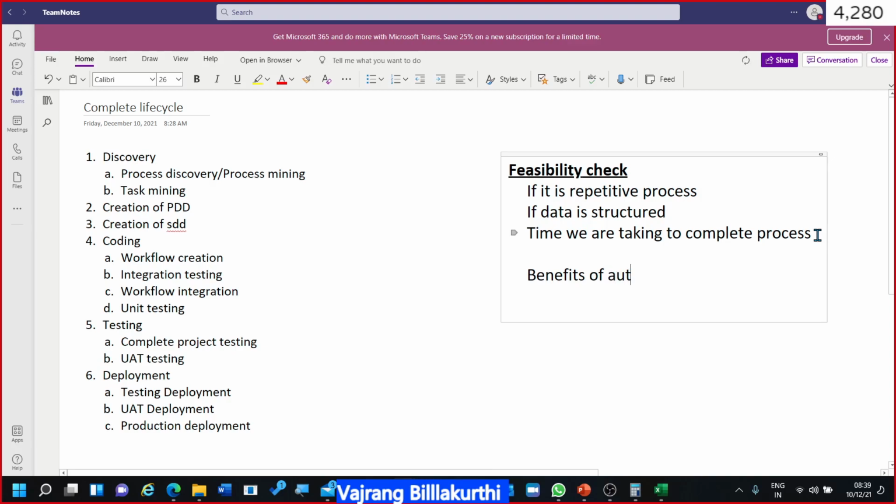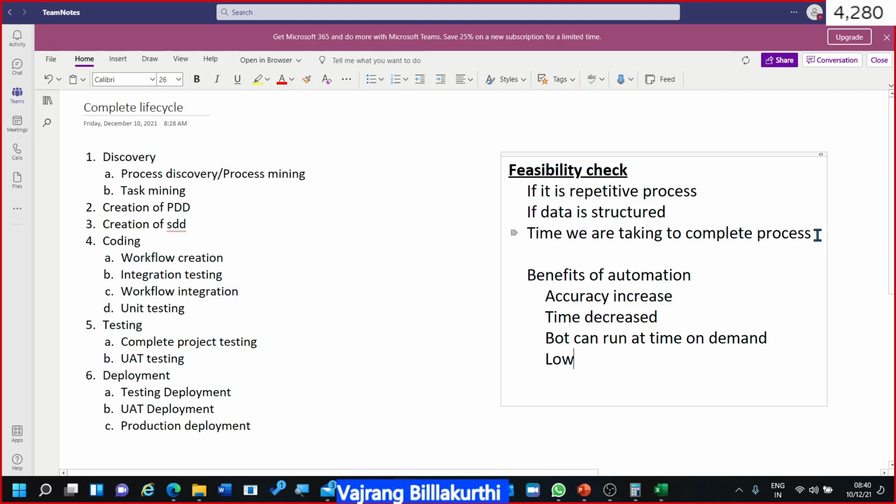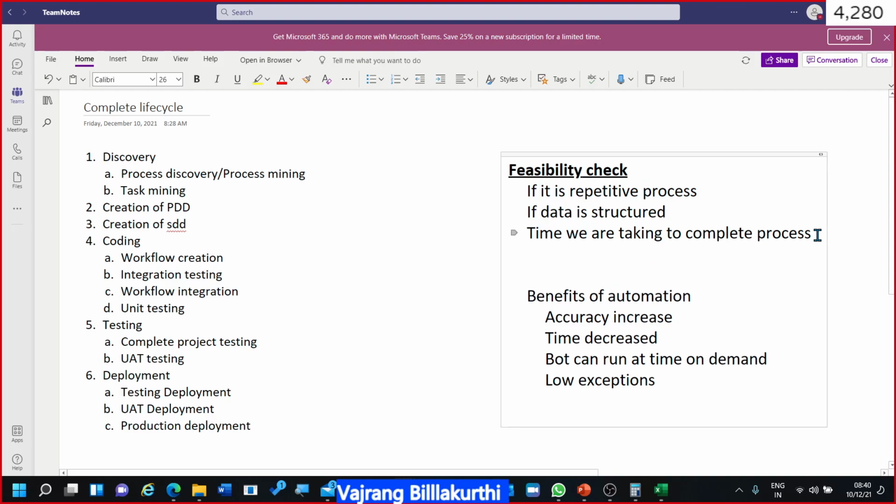Benefits of automation. So there can be multiple benefits. It cannot be only time benefit. It can be an increase in accuracy, decreased time, and the bot can run anytime on demand. Okay, and lower exceptions. So there are multiple other benefits. Let's go with what we have. As we discussed, this will evolve over time.